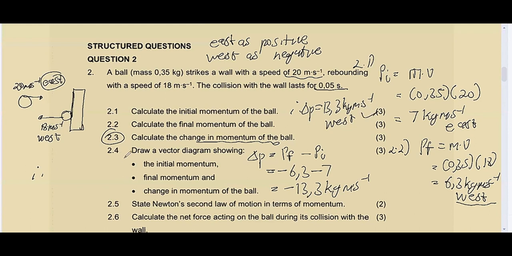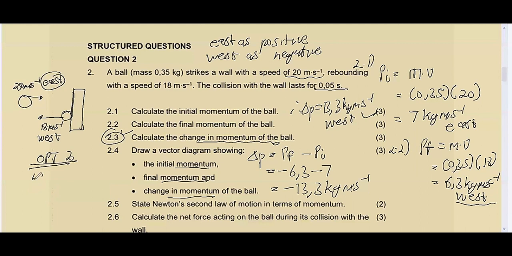Now, 2.4 says draw a vector diagram showing the initial momentum, final momentum, and change in momentum, right? Okay, but before we go there, let's just go back to 2.3. Just for option number 2, I'm just thinking about it now.